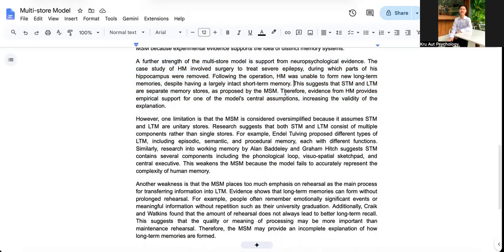Therefore, did I read this? I think I did, yeah. Increasing the validity of the explanation. So the model is correct. It supports the central assumptions of the model. Then for weakness, I picked the ones that are most commonly taught here.